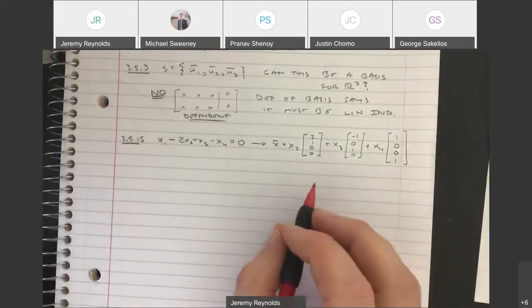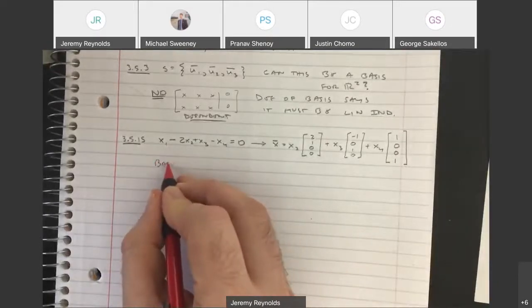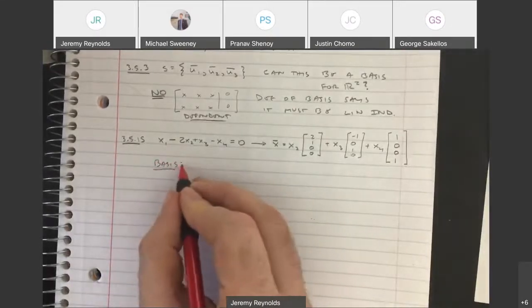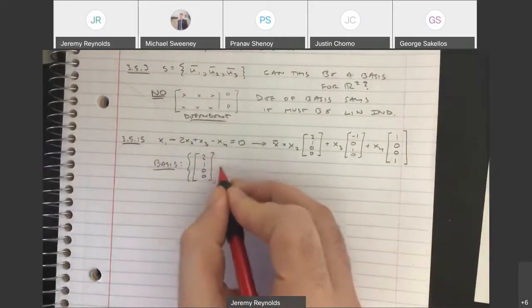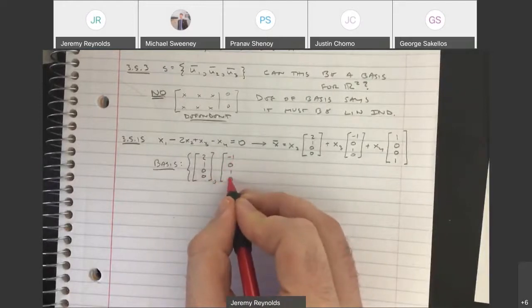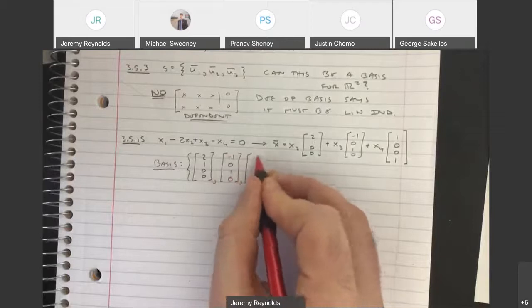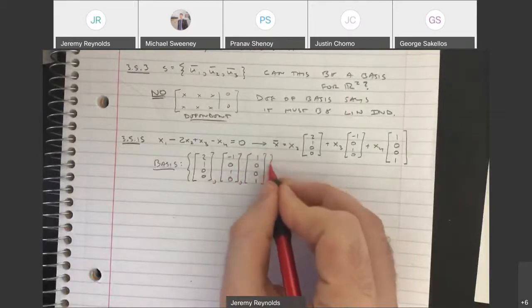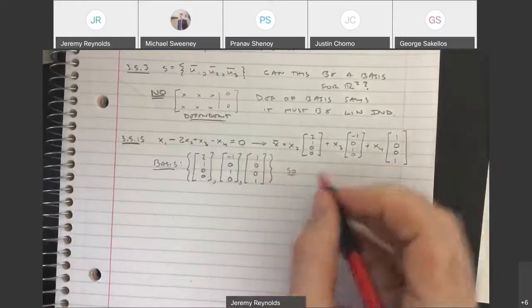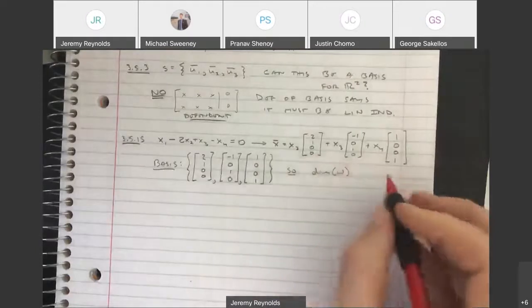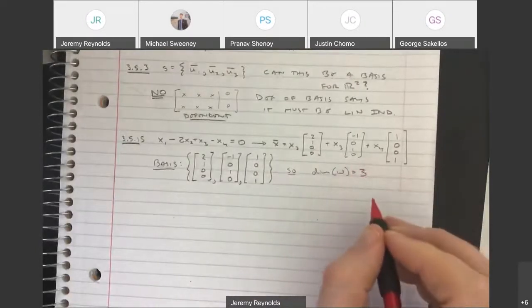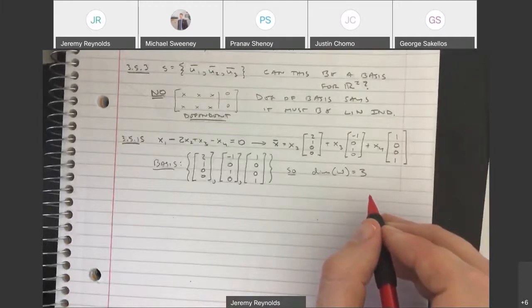So the basis for this set is the set of vectors (2, 1, 0, 0), (-1, 0, 1, 0), and (1, 0, 0, 1). That means the dimension of W is 3. That makes sense to everybody?